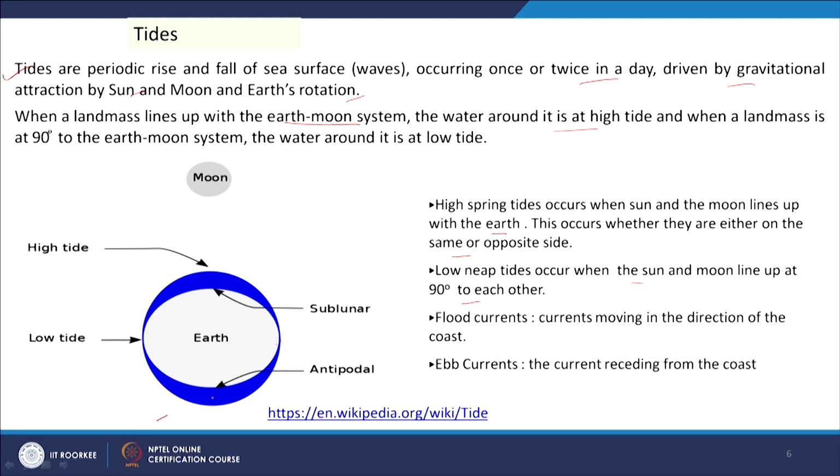And because of these two situations we get some current of water. So, that is flood currents, where we get the currents moving in the direction of the coast, and ebb currents, the current receding from the coast. So, these are the basic definitions of the tides and water currents. Then we will see the tidal energy.